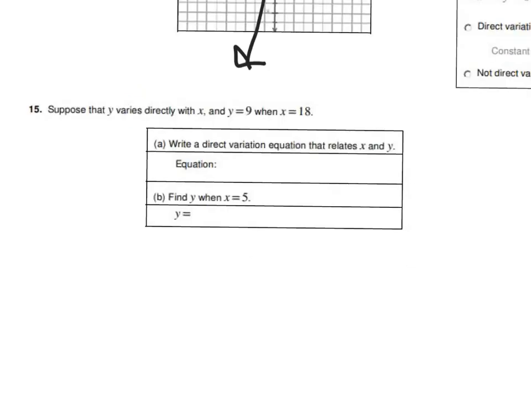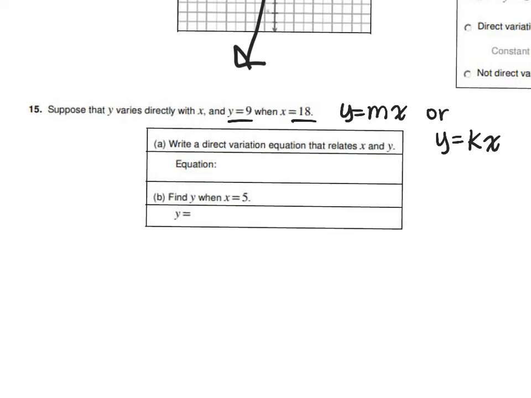So 15 says, suppose that y varies directly with x and y equals 9 when x equals 18. It wants us to A, write a direct variation equation that relates x and y, and then B, find y when x equals 5. So when I'm working through direct variation equations, I know that that equation is y equals m times x, and we've also seen it as y equals k times x. Whatever I do first to come up with our equation, since it gives us y and x already, I need to find that m and substitute that in.